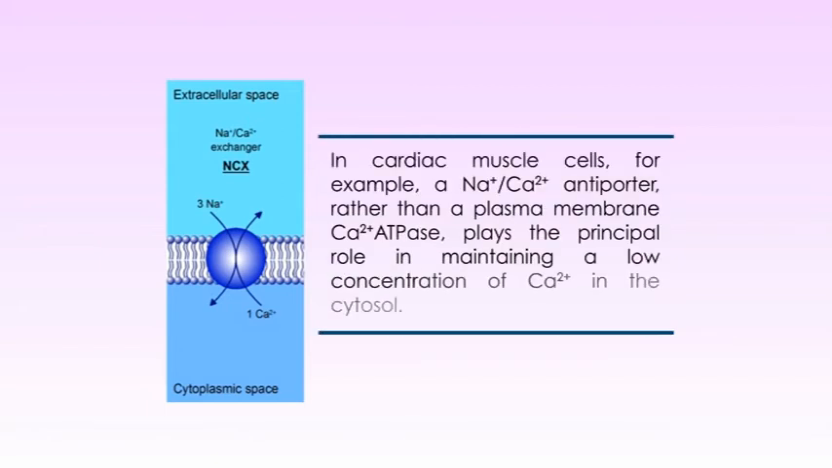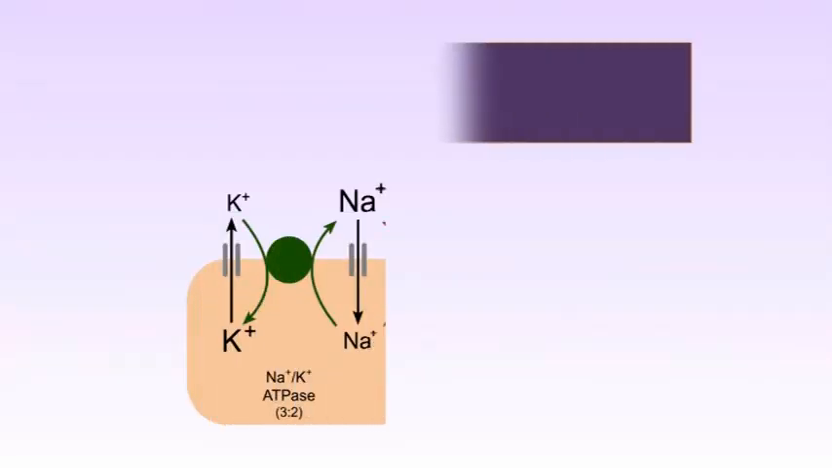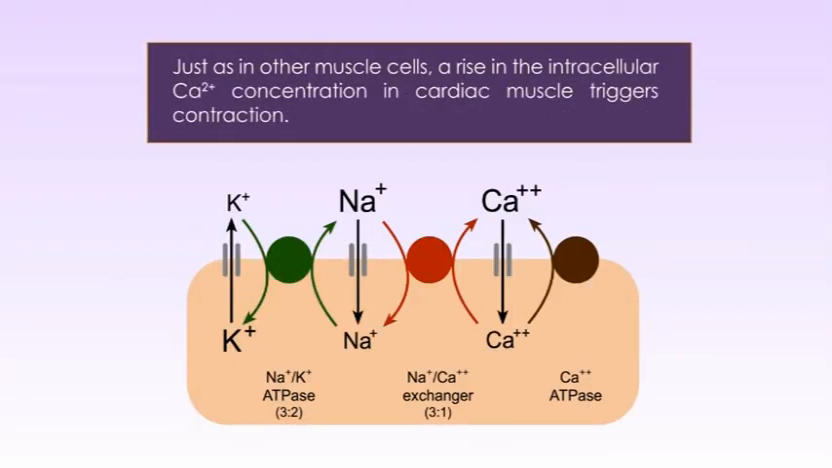In cardiac muscle cells, for example, a sodium-calcium antiporter, rather than a plasma membrane calcium ATPase, plays the principal role in maintaining a low concentration of calcium ions in the cytosol. Just as in other muscle cells, a rise in the intracellular calcium ion concentration in cardiac muscle triggers contraction.